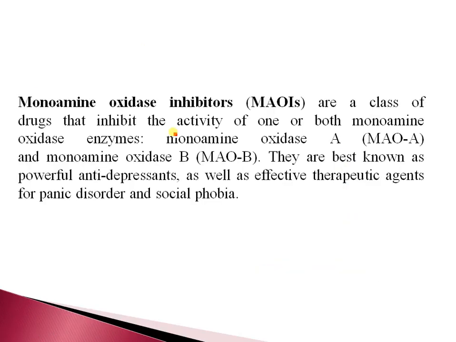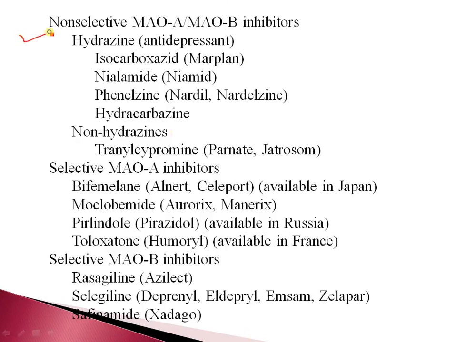Monoamine oxidase inhibitors also increase the level of serotonin. This class of drugs inhibits the activity of one or both monoamine oxidase enzymes, A and B. They are well known as powerful antidepressants as well as effective therapeutic agents for panic disorder and social phobia. These are divided into non-selective, selective MAO-A inhibitors and selective MAO-B inhibitors. Examples are hydrazines and non-hydrazines. This will be discussed in the antidepressant chapter.